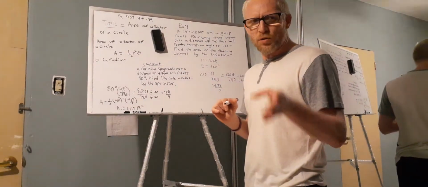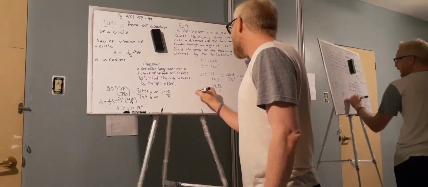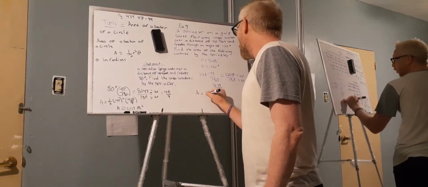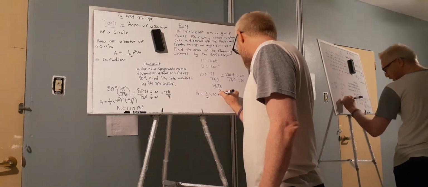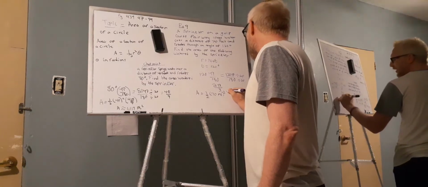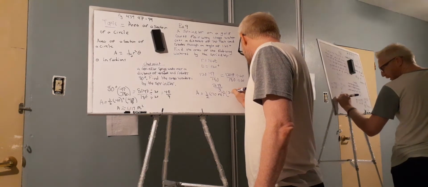Now that I have my answer in radians, what I'm going to do is plug them into the formula. The formula is A equals 1/2 of the radius, which is actually 70 feet squared. You want to include the units, times the angle, which is actually 2 pi over 3.